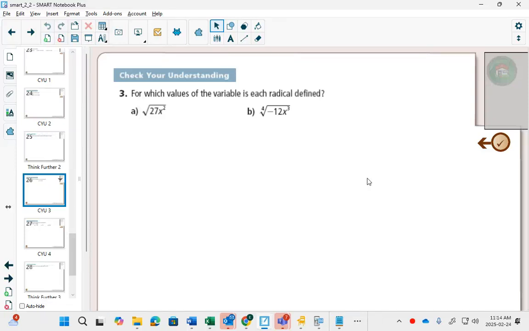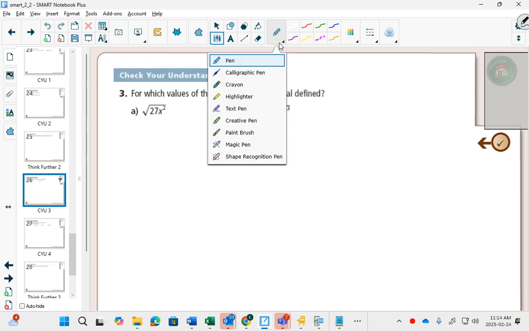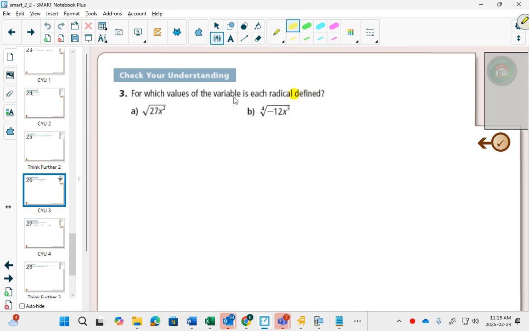So turn to page 98. And first of all, we're going to highlight this part of the question because it asks, where is something defined?